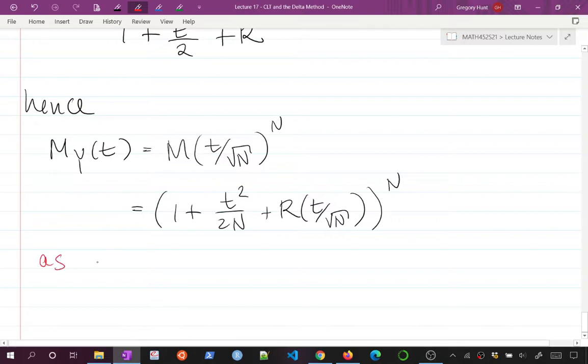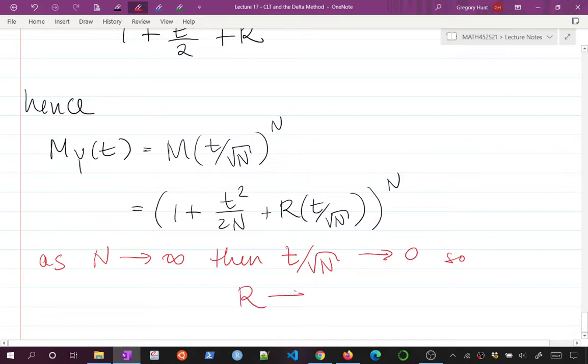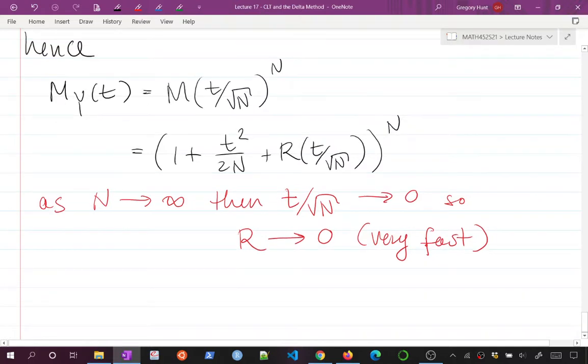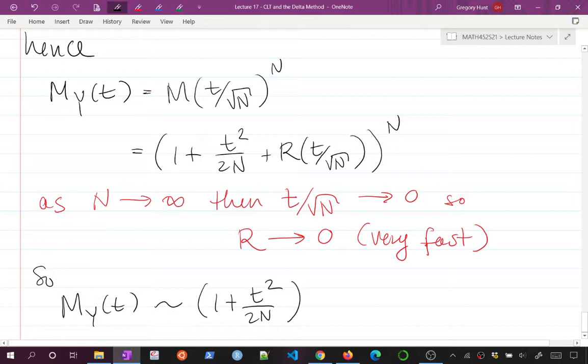Notice as n, my sample size, goes to infinity, t over root n goes to 0, and so my remainder will go to 0, and we're just going to vaguely say very fast. Taylor's theorem tells us that goes to 0 very fast. So this is going to look like, asymptotically, let's just say, tilde 1 plus t squared over 2n to the nth power.